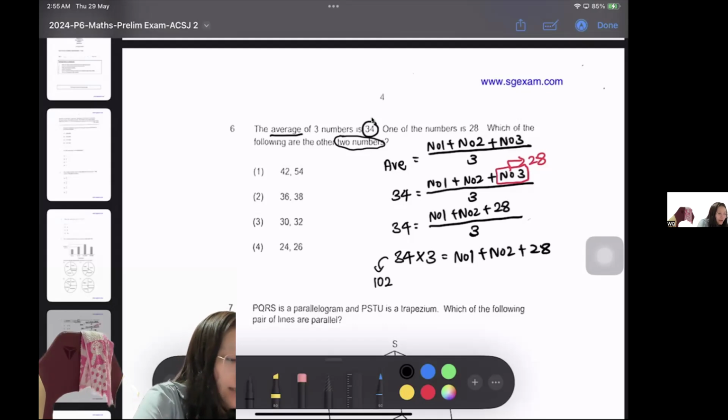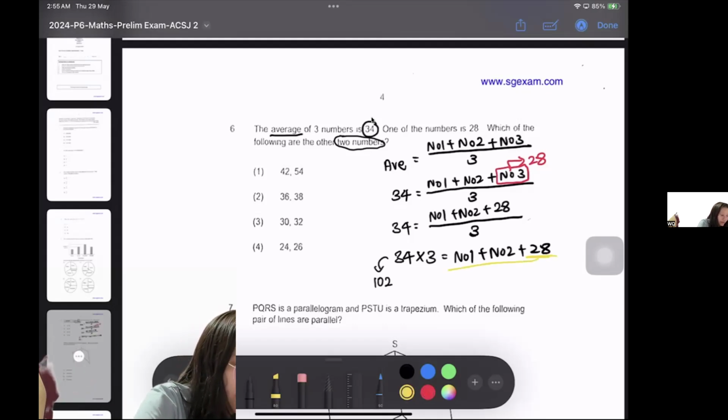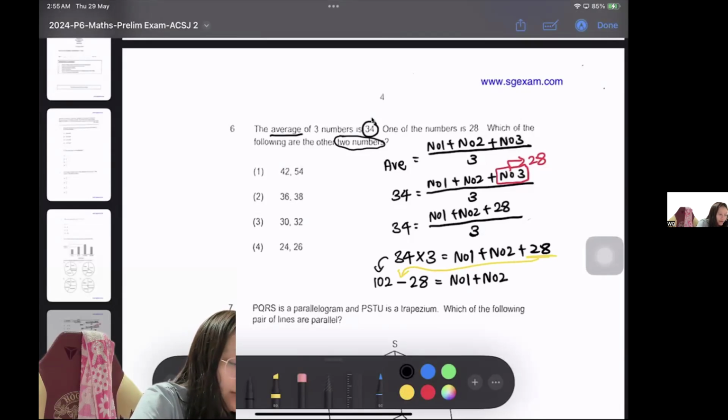Okay, then after that, you must also bring over the 28. See this 28 here, you bring it over. When you bring it over, it changes from plus to minus. So minus 28. Change to the opposite side. Then you keep the number 1 and number 2 on that side, because remember, we are keeping the number 1 and number 2 on one side, the numbers on the other side.